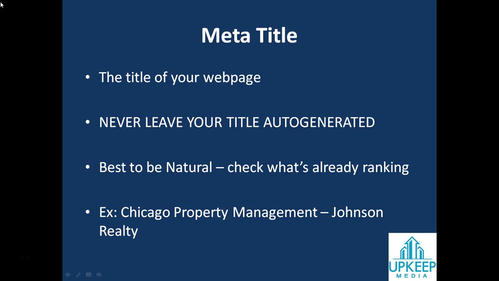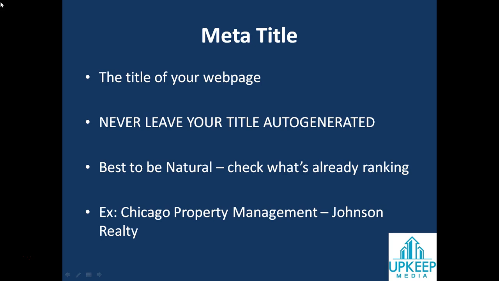The best way to do that is to check what's already ranking for the keywords you're looking to rank for. For example, if I'm looking to rank for the term Chicago property management, and I go to Google and type in Chicago property management, I would want to see, okay, what is the page title that the companies that are showing up on the first page are using? And then I would want to use that for my website.